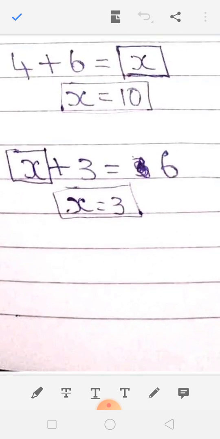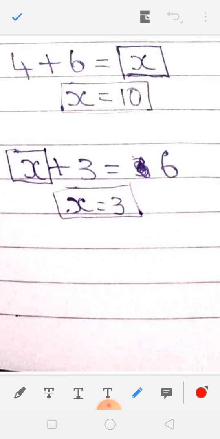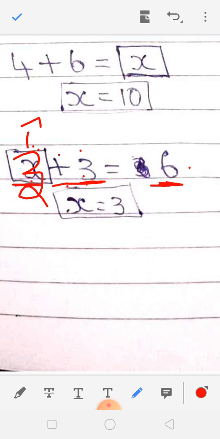The third one is like the first one. We don't know that x value. That unknown value added to 3, the answer will be 6. So what is the answer? 3. If I put 3 here, 3 plus 3, the answer will be 6. So 3 is the correct answer, and the x value is 3.